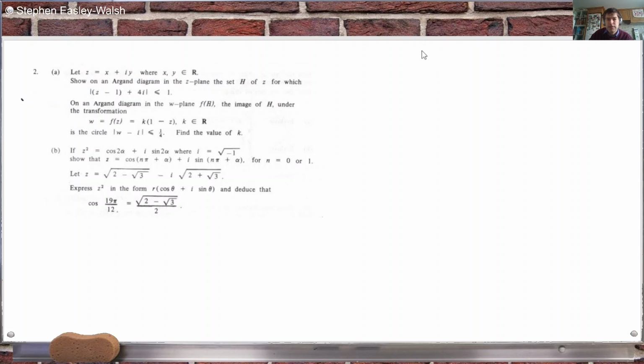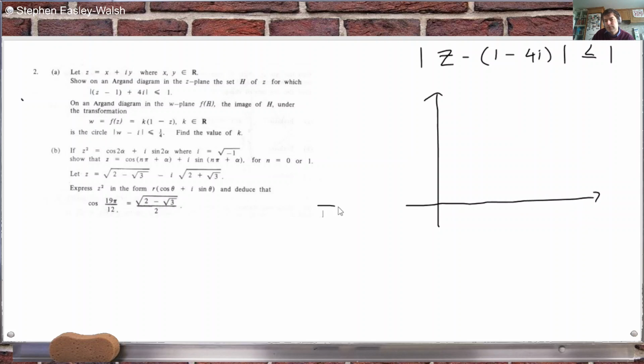Okay, so I think I'll rewrite that as |z − (1 − 4i)| less than or equal to 1. So what that will look like is this. We'll just call that 1 and i, then 2, 3, 4, 5, 6 along each axis. 1 minus 4i is here.